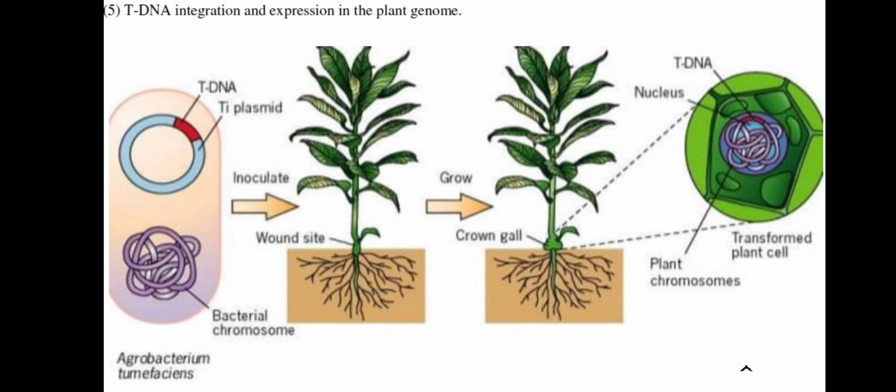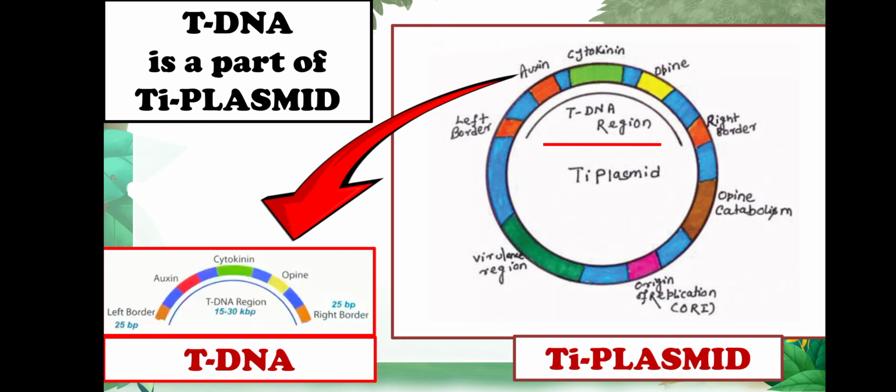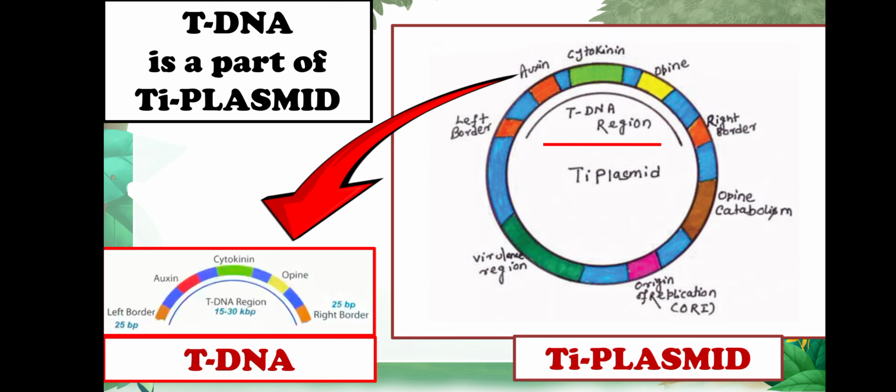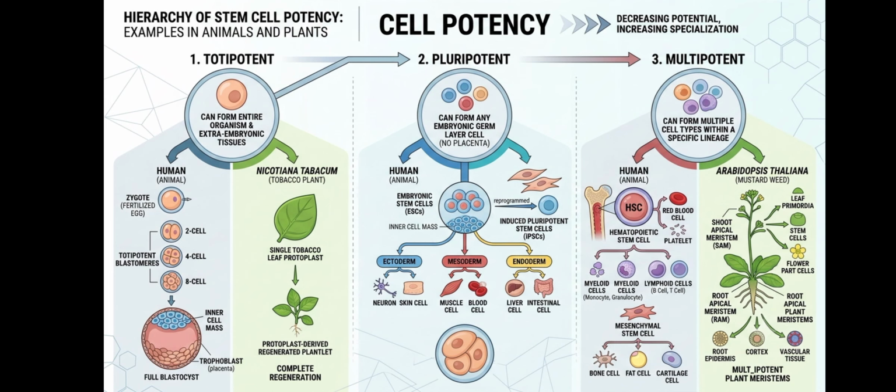So now you have seen that Agrobacterium has two types of chromosome. One is its own chromosome, and the other is the Ti plasmid. Inside the Ti plasmid there is tDNA, and you can see here, just pay attention, there are genes for auxin, genes for cytokinin, and genes for opine also. So just remember these two terms, auxin and cytokinin. It will be helpful for you in the upcoming questions.